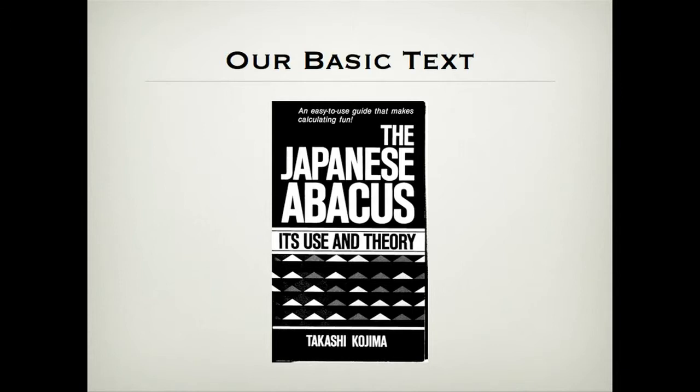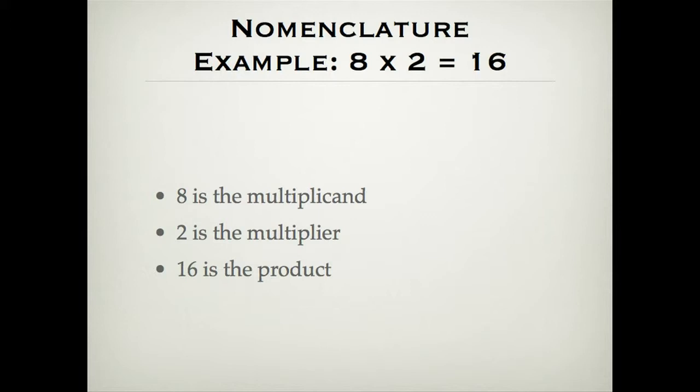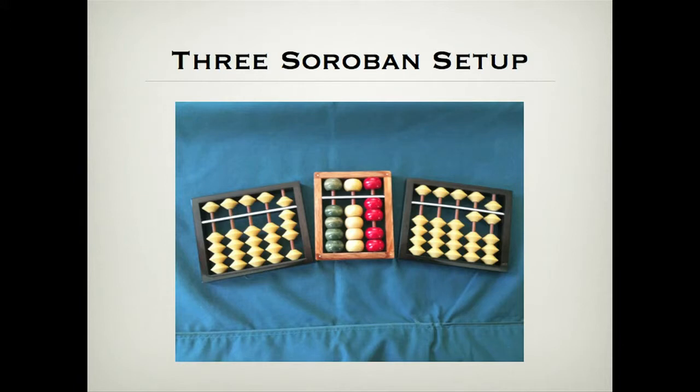We're going to use a standard nomenclature for multiplication problems. For example, in 8 times 2 equals 16, 8 we call the multiplicand, 2 is the multiplier, and 16 is the product. We're going to set these up on the Soroban.